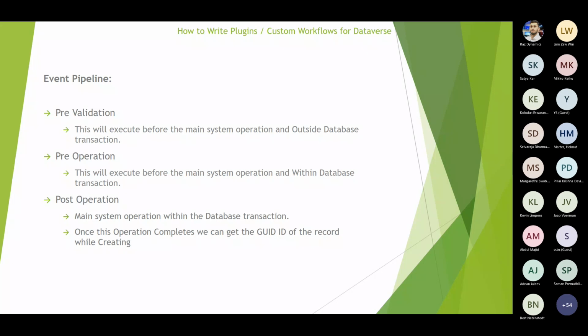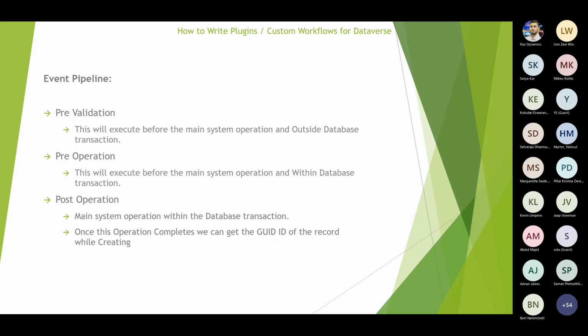There are three events available, nothing but pre-validation, pre-operation and post-operation. When do we go for pre-validation? For example, I have an entity with a currency value, and I want to validate it. The name denotes a validation, which will run only outside the database transaction. For that we can go for pre-validation. Pre-operation runs within the database transaction. After pre-validation, the pre-operation will trigger, and it executes automatically before the main database transaction.